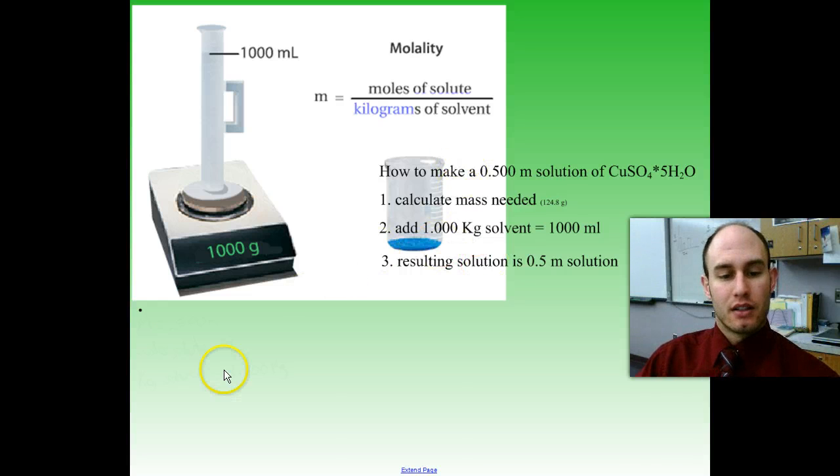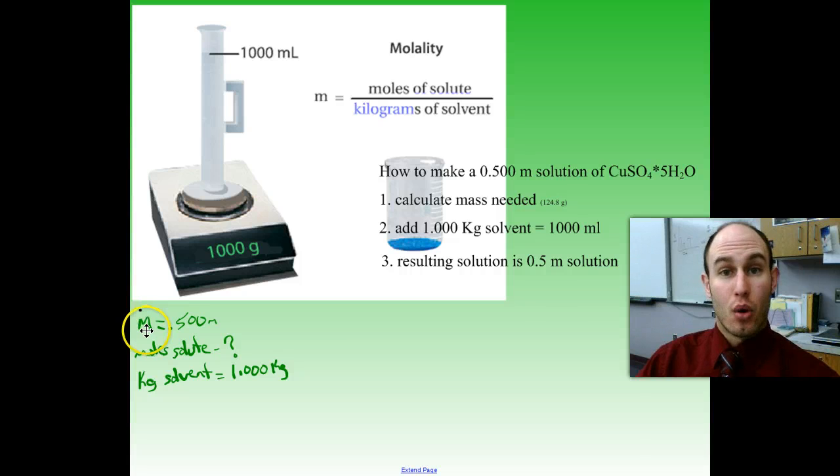So again, I'm kind of going to list over here my variables. I'm given the molality of 0.5. I'm asked really to find the moles of the solute because I need to know how much there is, and then the kilograms of the solvent was also provided for me. So let's substitute this into my molality equation. So I have 0.5 m equals moles of solute, because that's your unknown, over 1 kilogram of the solvent.